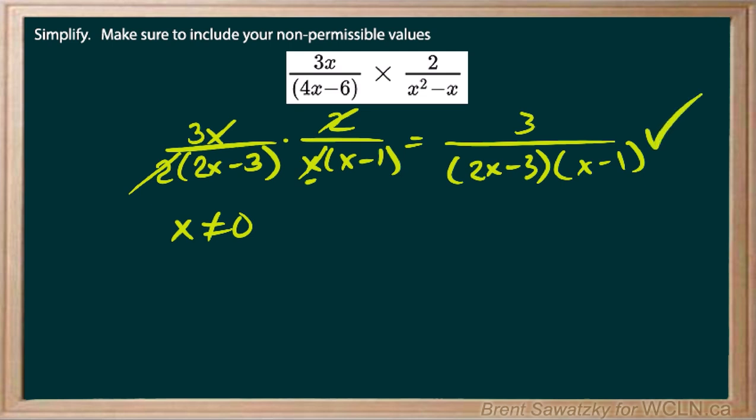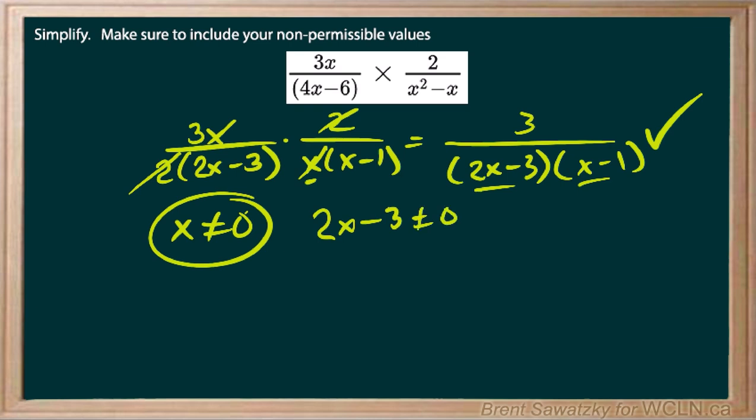Now getting into non-permissibles. So we already have one non-permissible that we made a note of already. The other non-permissibles are still evident here, and one of them is 2x minus 3 can't equal 0. We could work that out like this and say 2x cannot equal 3, or x cannot equal 3/2, dividing both sides by 2.